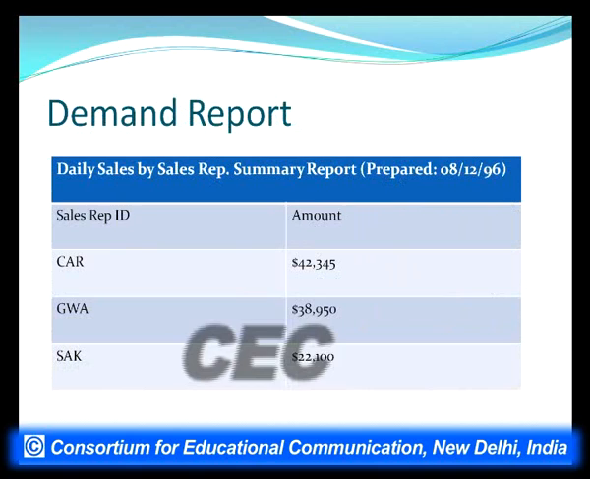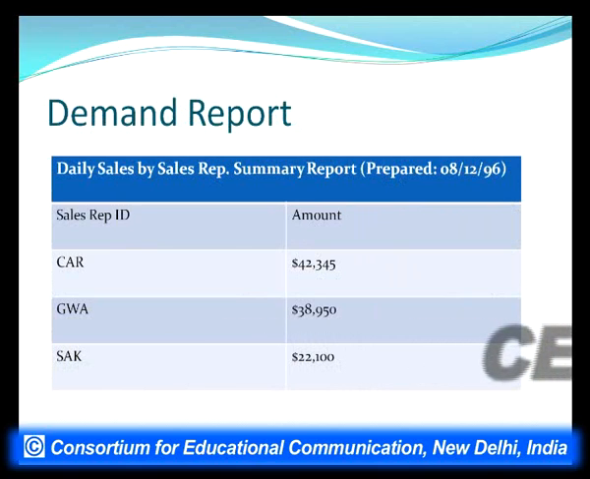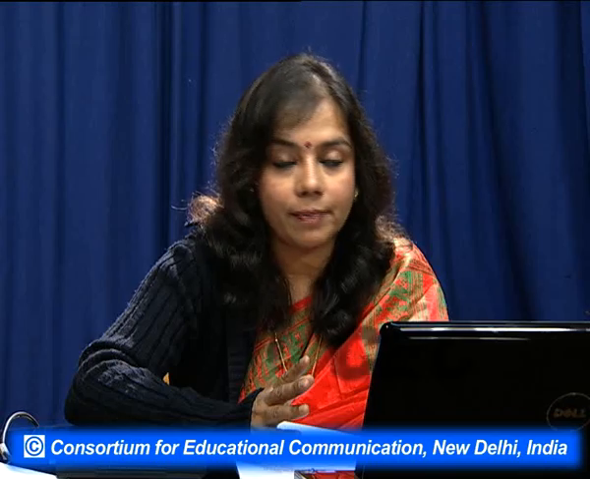Another can be the demand report. That means a report which is demanded by a certain party. Now, daily sales by sales representative. This is the summary report which is presented here. Three sales representative IDs have been given and the amount is shown against each ID in the report. Here it is demanded by, suppose, the sales department. They want to know how the sales representatives are performing. So that can be shown in the form of a demand report.